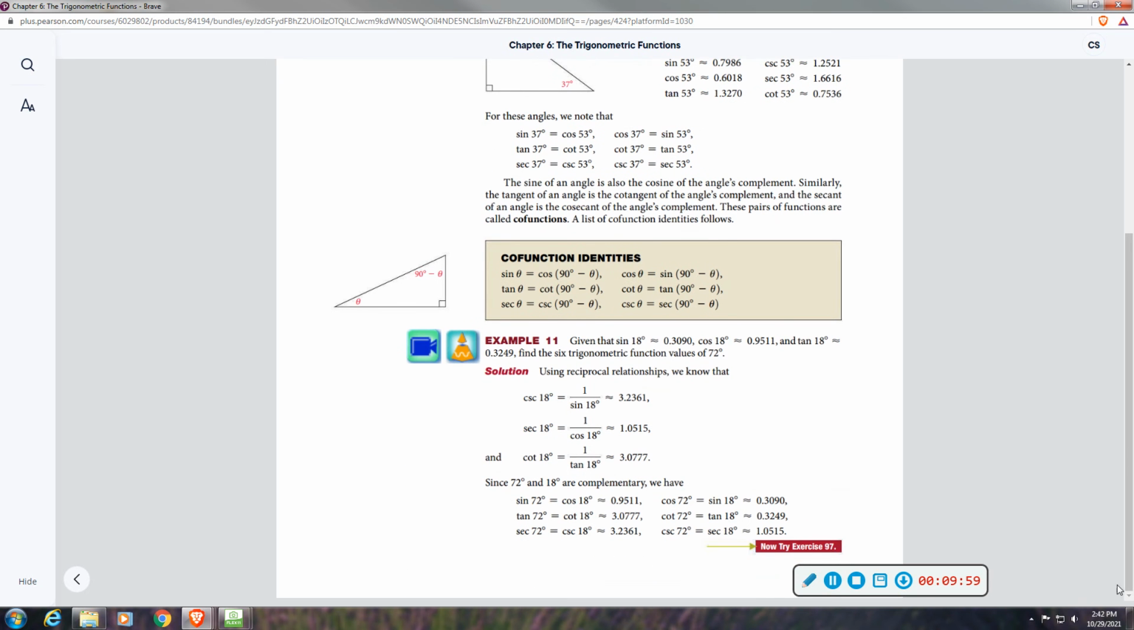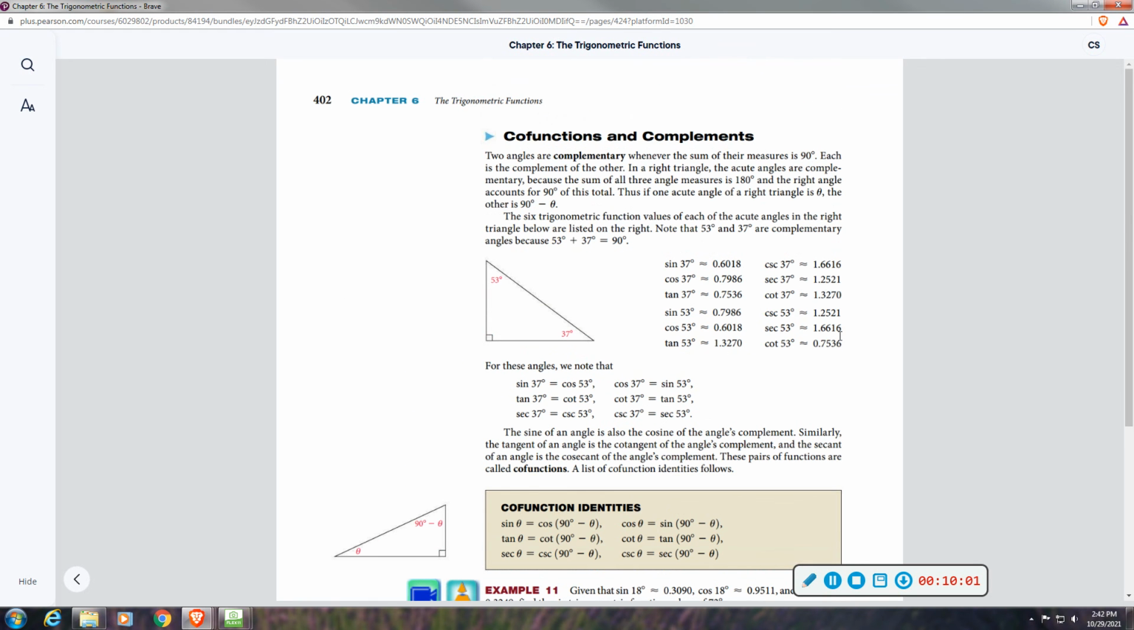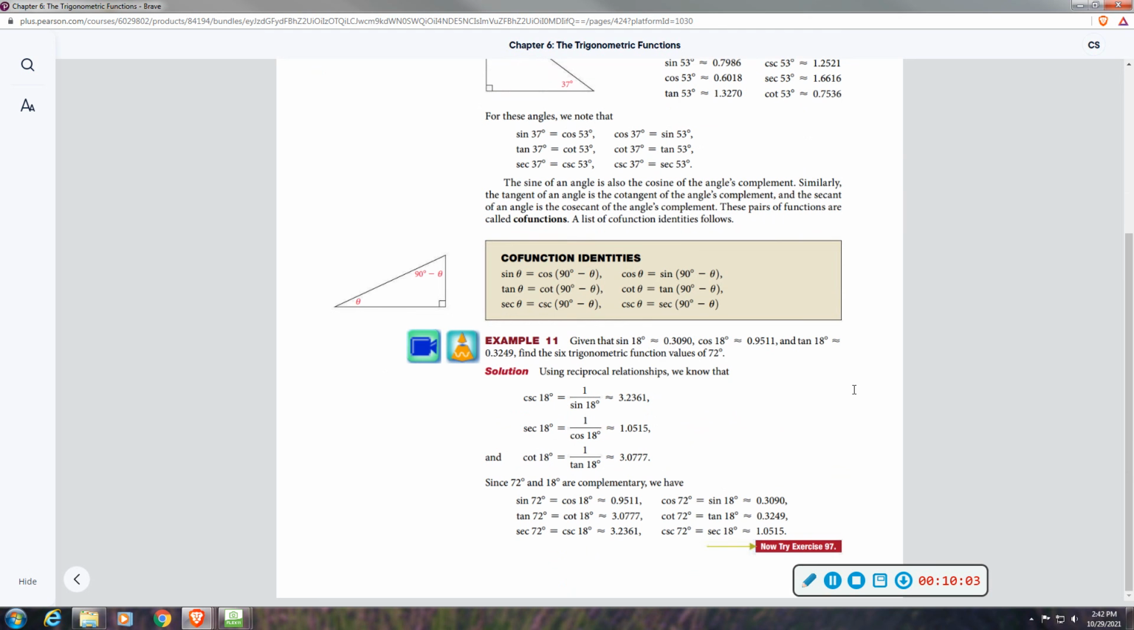And it looks like I don't have another page. So that might be all the information that we cover here in Chapter 6, Section 1. So, information overload, we're going to jump over to MyMathLab and start working some of these problems out.